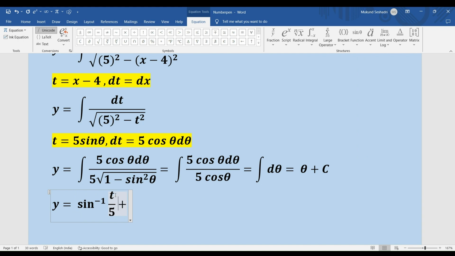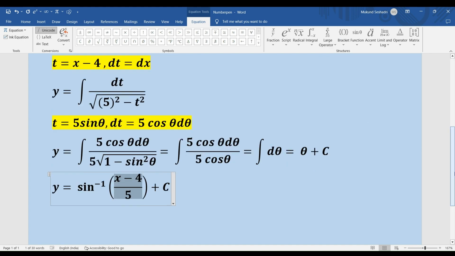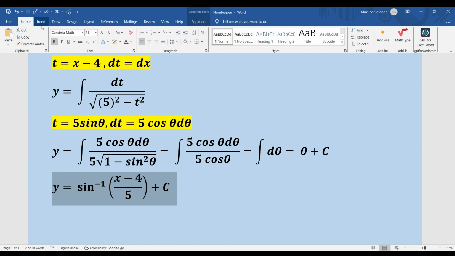And then I have my constant c. And then now I go and do the substitution of t in terms of x, which is nothing but x minus 4, right? So now I think I have the final answer. Let me bracket this x minus 4 by 5. So there we are. The final answer to the problem is y equals sine inverse of x minus 4 by 5 plus your constant c, right? So let me highlight my final answer in pink.